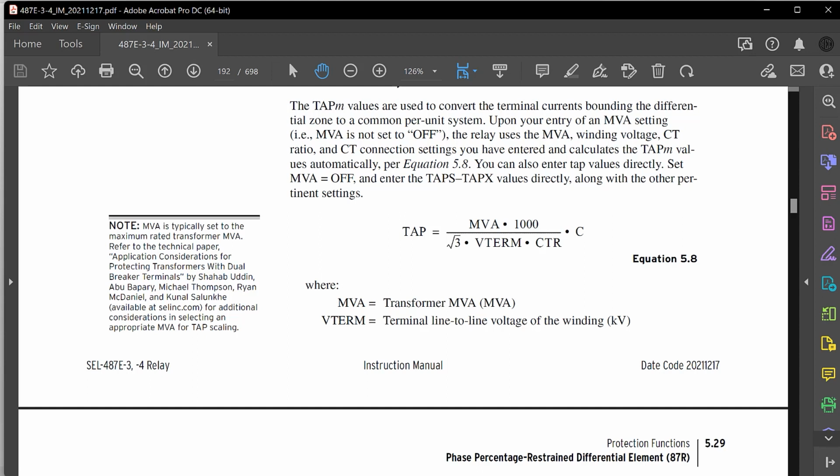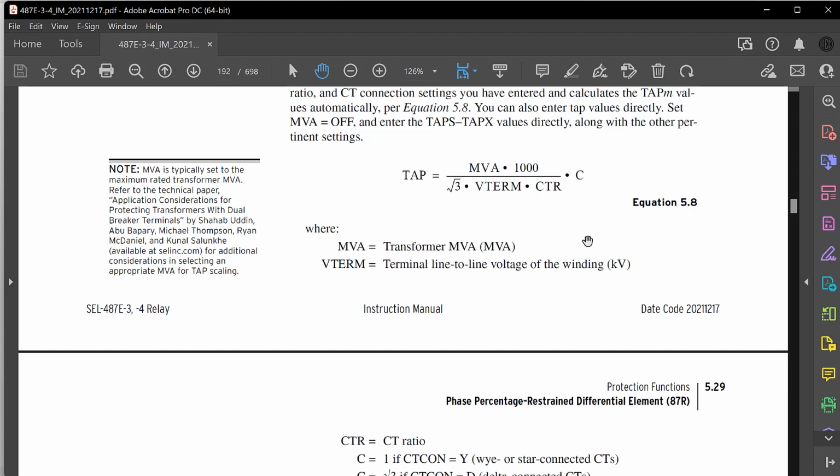Now in here you can see that we're considering the MVA of the transformer, so the rating of the transformer, the power rating that is, the voltage on the winding that we're trying to compensate, the CT ratio, and also the CT connection, which is done with this variable over here, C. So again, this is a way that we can say, okay, for a full rating of the transformer, what's the current in secondary amps that the relay is going to see for each winding.